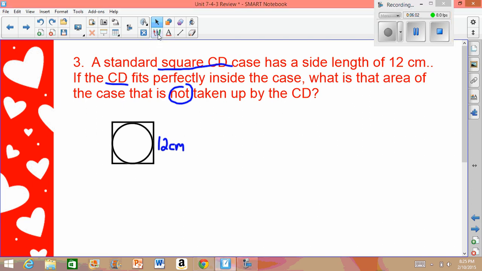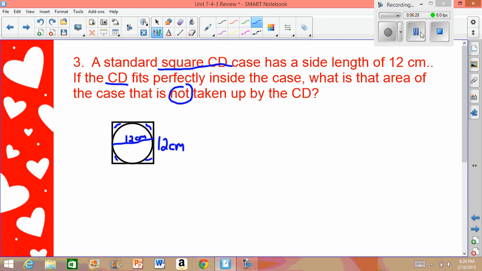So remember, since the measurement of that square is 12 centimeters, that means across our CD, that measurement is also 12 centimeters. That gives us the diameter. So it says, what is the area of the case that is not taken up by the CD? So we're looking for this little space on the outside, and that's not going to be a lot.